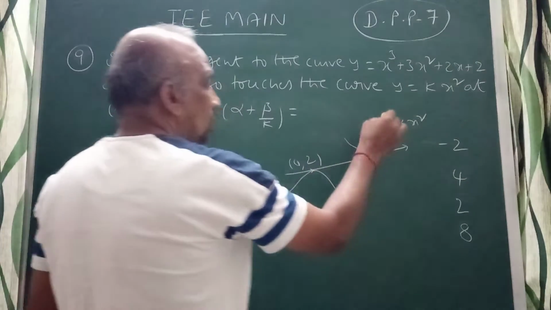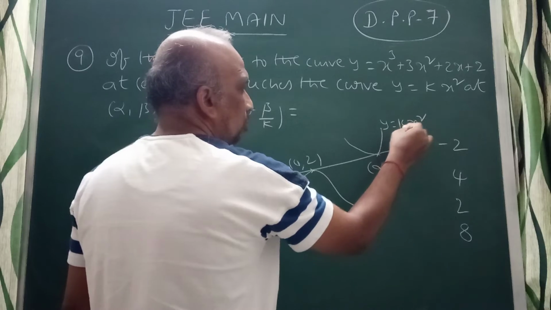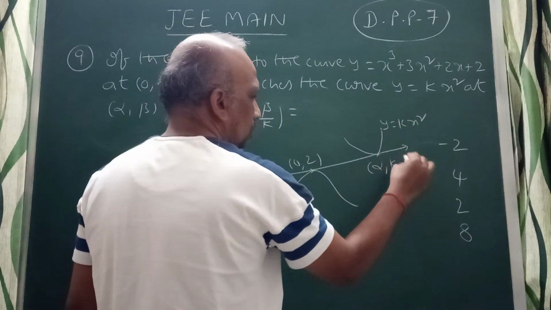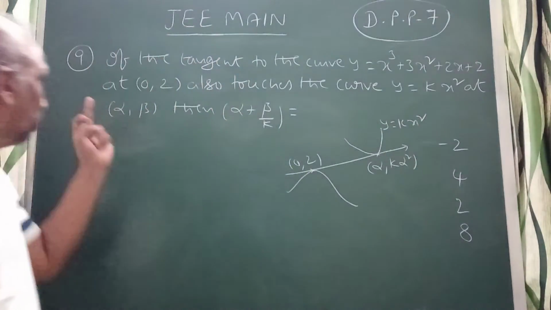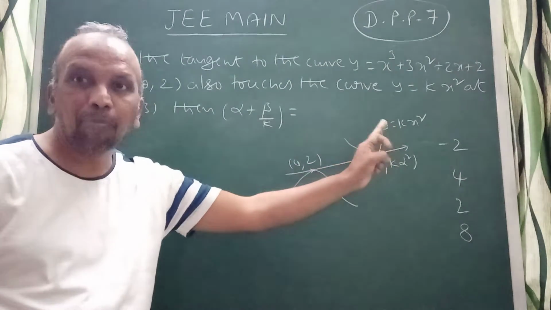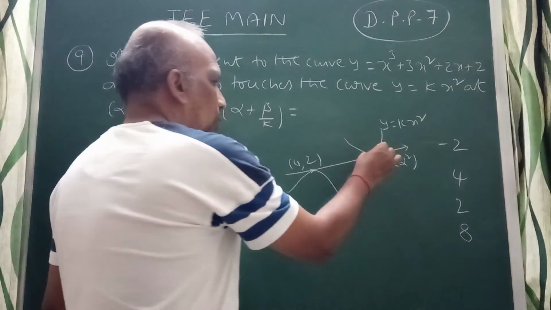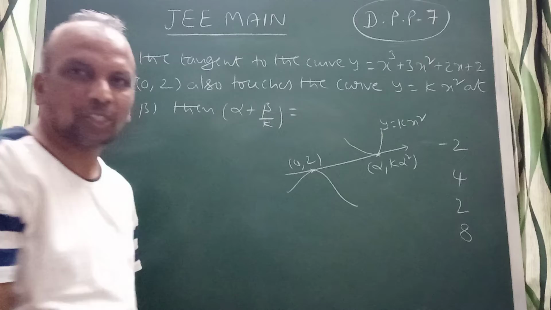Touches at alpha beta means x is equal to alpha. If I substitute beta here, this is k alpha square. The point is alpha beta, so you substitute beta equal to k alpha square. So this is the point alpha, k alpha square.